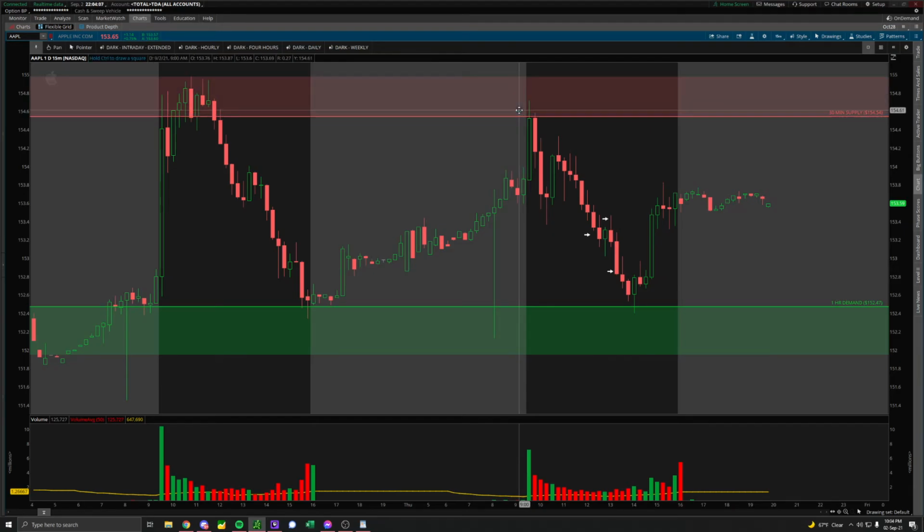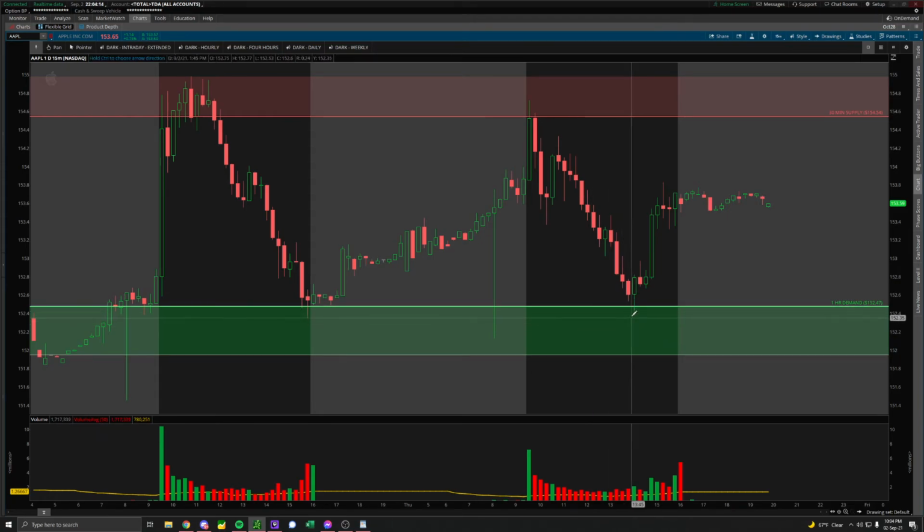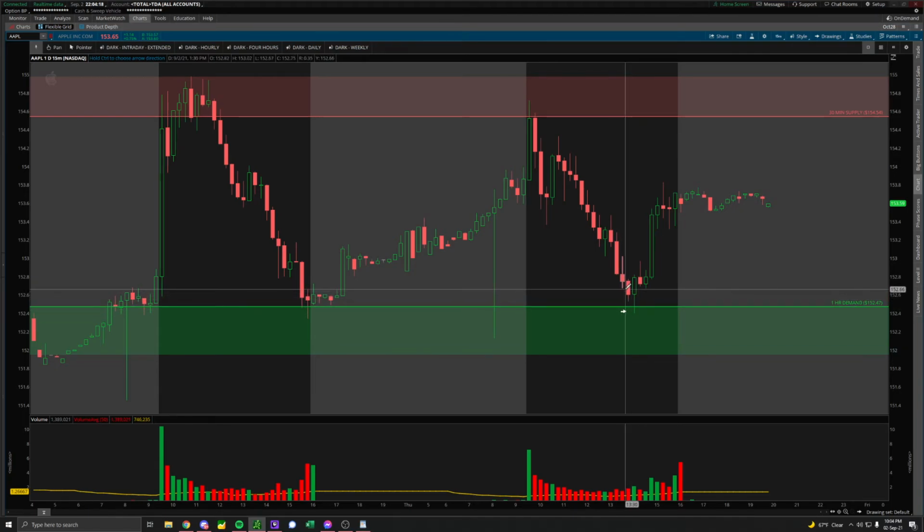I'm going to delete these arrows real quick. I ended up taking some calls right around here. I actually got the bottom, and then I took some more calls right around up here on this green candle, and then I think I tweeted out. Let's see. One second. Let me pull up this picture that I did.